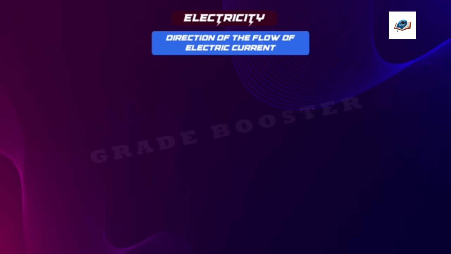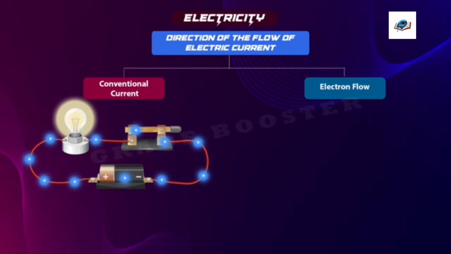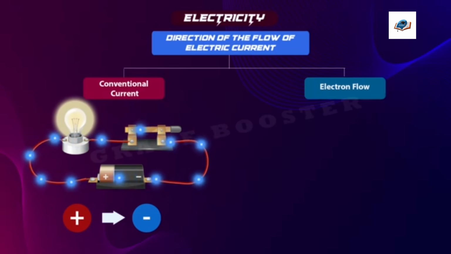The direction of the flow of electric current can be described in two ways: conventional current and electron flow. Conventional current. This is the direction in which positive charges would flow. By convention, it is defined as flowing from the positive terminal to the negative terminal of a power source. This convention was established before the discovery of the electron and is still used today in most circuit diagrams and descriptions.